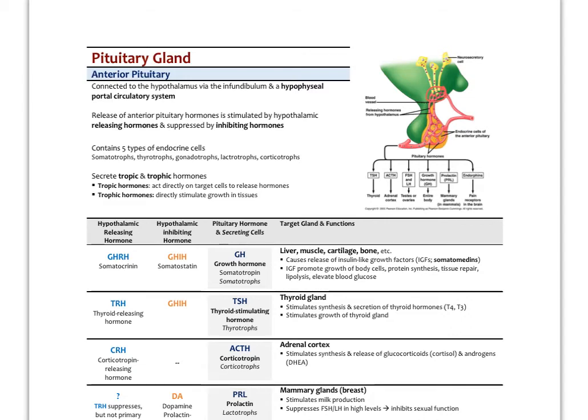So there are 5 different types of endocrine cells in the anterior pituitary. We name them somatotrophs, thyrotrophs, gonadotrophs, lactotrophs, and corticotrophs, and that'll make sense here in just a second. And they secrete both tropic hormones and trophic hormones. So tropic hormones, again, are hormones that act on target endocrine cells to release hormones. So for example, TSH is a tropic hormone for the thyroid gland. It causes it to release thyroid hormones, versus a trophic hormone like growth hormone directly acts on tissues and stimulates growth in those tissues. So you'll see both of those terms used interchangeably sometimes. They are technically different though.